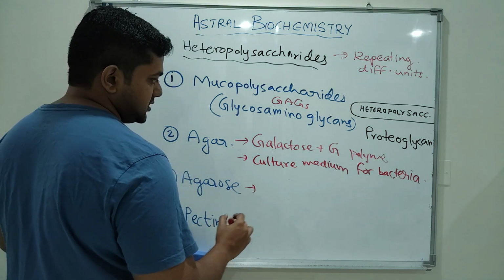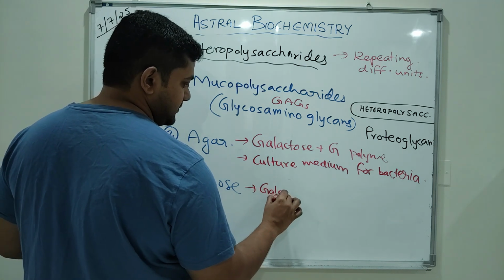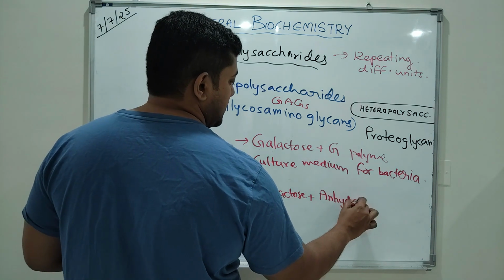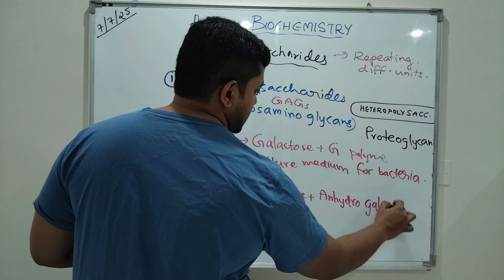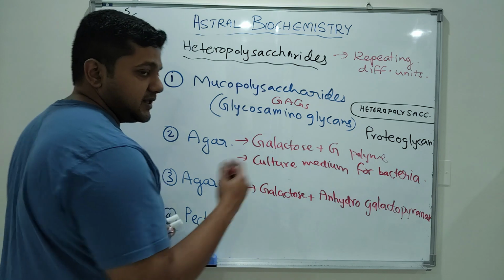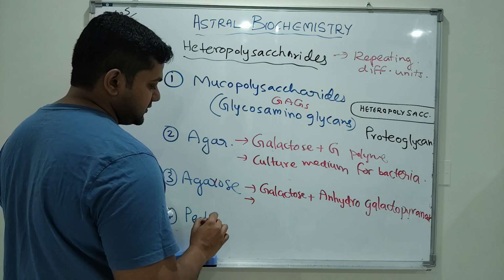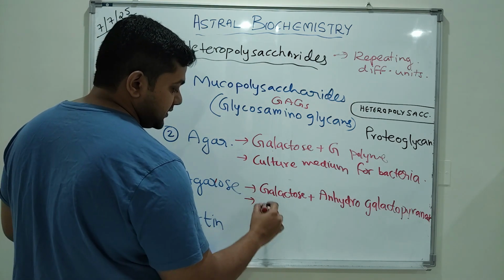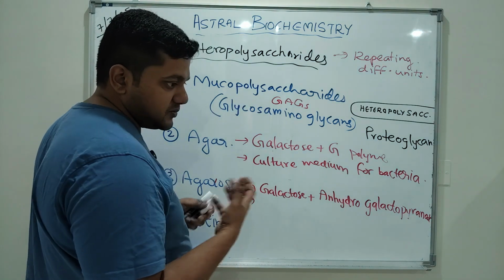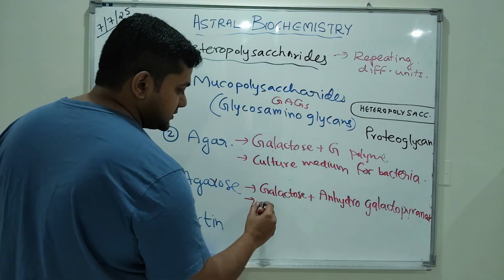Whereas agarose is a polymer of galactose and N-hydrogalactopyranose. Now, in agarose, what happens? Agarose is usually used in electrophoresis. You will again study in your later classes, or you might have studied about the techniques. So electrophoresis is one such technique.